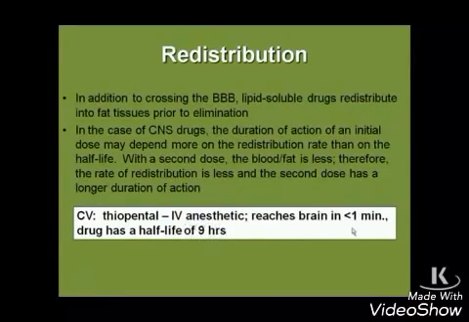Why does it have such a long half-life but such a short duration? And the answer to that is redistribution. The drug goes into the brain quickly, comes back out of the brain, gets redistributed into the fat where it's sequestered for a long period of time. Again, the drug is not having an effect, it's just being sequestered in the fat, so it's got a long half-life.